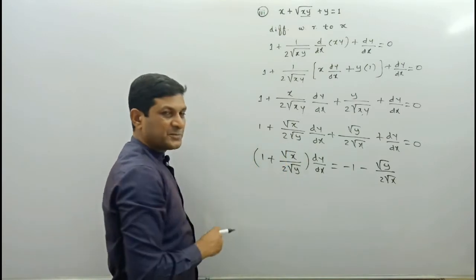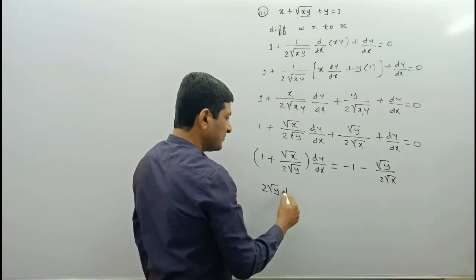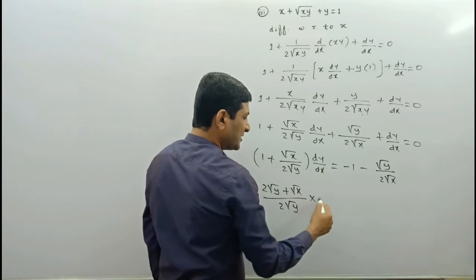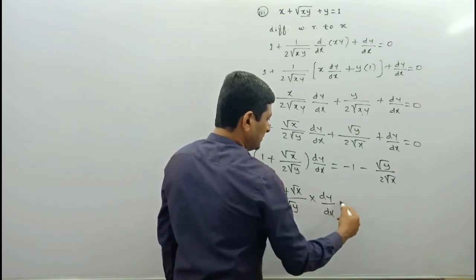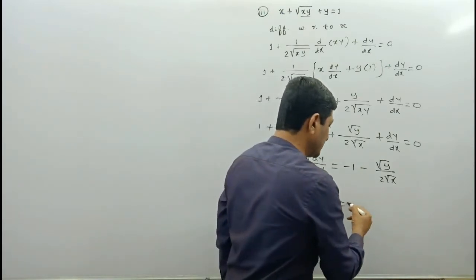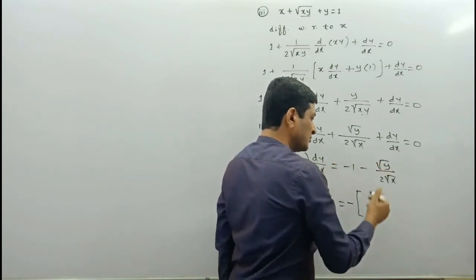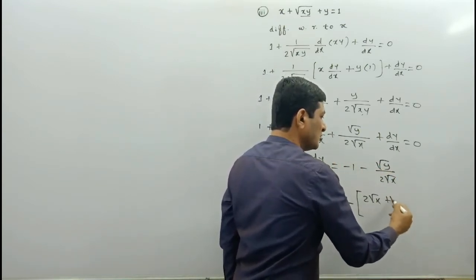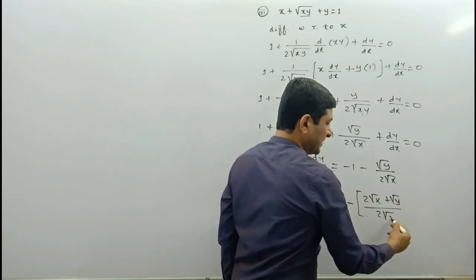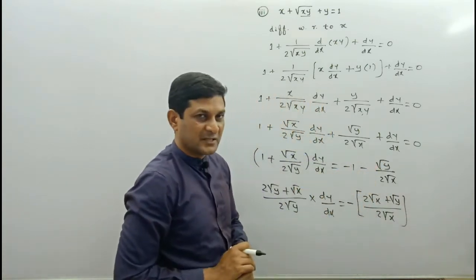Now I am taking cross multiplication here. Let us see what we'll get. 2 root y plus root x divided by 2 root y, into dy by dx. On this side also I am taking cross multiplication, but parallelly I am taking minus common from both the terms. If I take minus common, both the terms will become positive, and 2 into root x will become 2 root x plus root y, and in the denominator we will get 2 root x. Simply we have taken cross multiplication, and parallelly we have taken minus common.